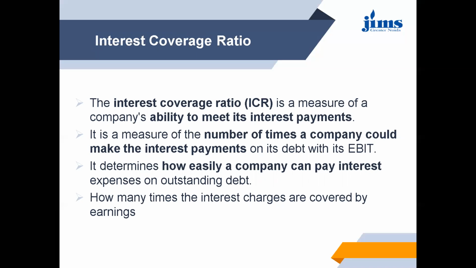Now next ratio is interest coverage ratio. It is a measure of company's ability to meet its interest payments. It is a measure of the number of times a company could make interest payments on its debts with its EBIT. It determines how easily a company can pay interest expenses on outstanding debt. So we get to know how many times the interest charges are covered by the earnings. So it simply tells us whether the company has enough earnings to pay off the interest on time.